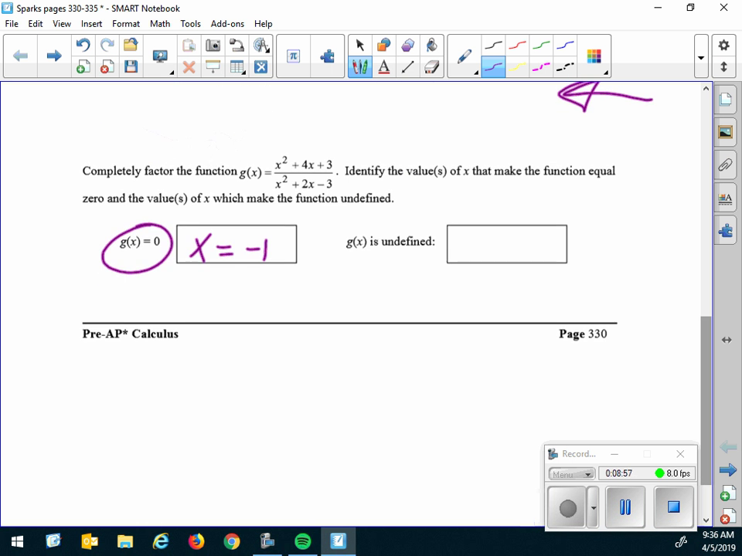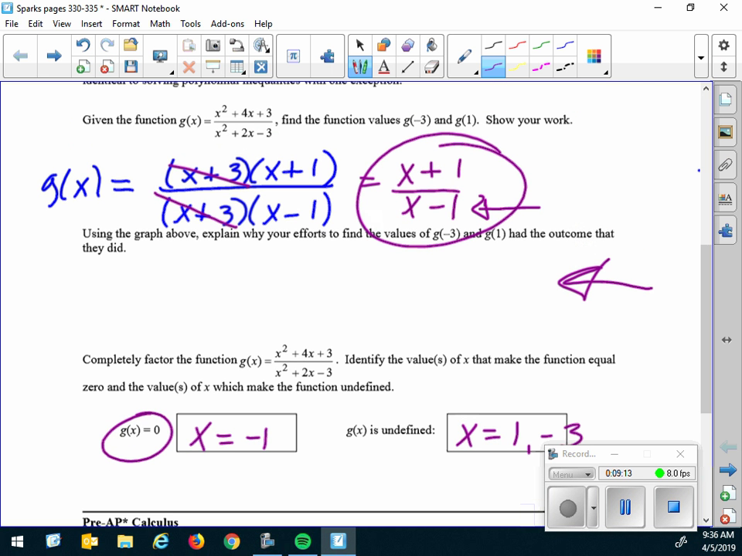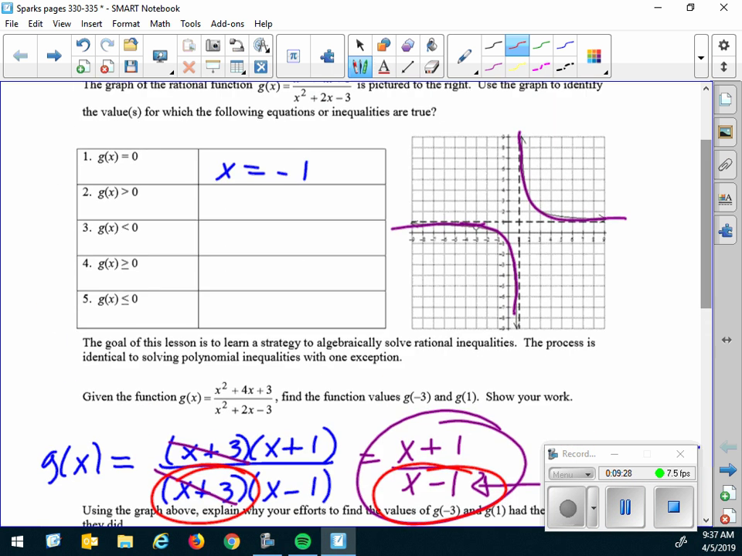What value or values of x makes this function undefined? And now you better notice the 1. The 1 comes from right here, but the negative 3 came from right here. So that was your hole. Questions so far? Now let's go up and answer the rest of that table.